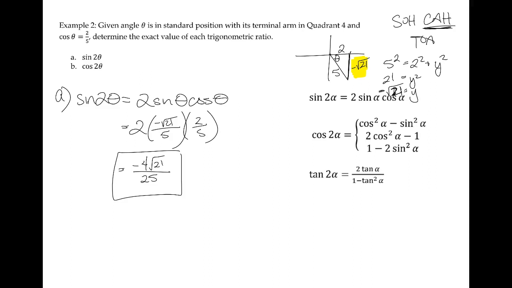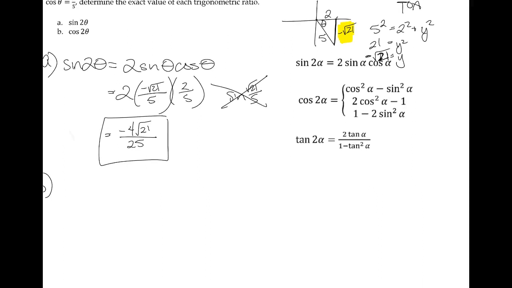Okay, and again, I'm not plugging these values in for theta because they are literally the ratio associated with sine of this particular angle. So do not write sine of root 21 over 5. That is bad news bears. Okay.